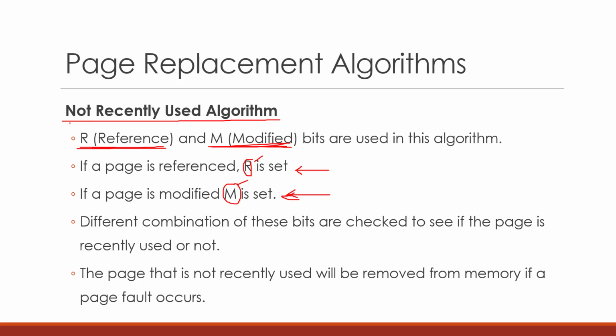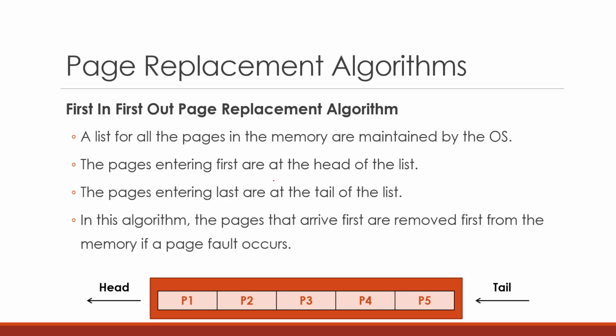So this algorithm, not recently used, uses these 2 bits to get to know whether a certain page has been addressed or not, or modified or not, right? Based on that, we replace the pages from the RAM.